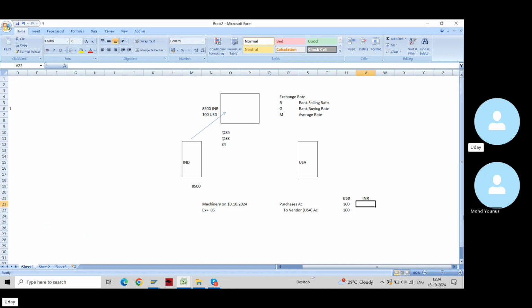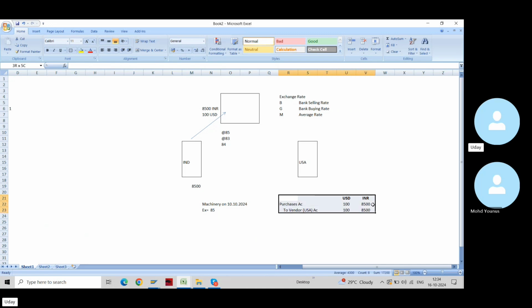So, for example, how I will be converting: I will multiply this with the exchange rate, as I discussed, 85. So this will be INR, right? As discussed, this is my INR only. In exchange of 8,500 INR, I got $100. So I'm making an entry with this.